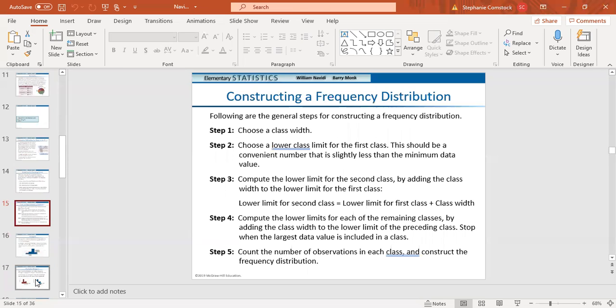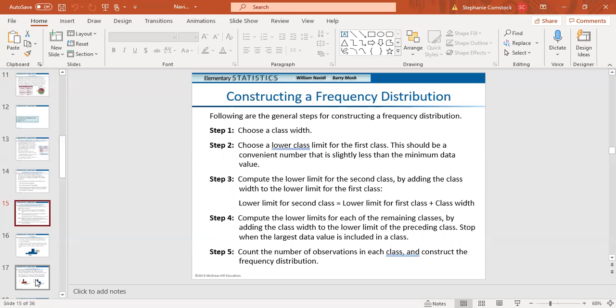Now, when they're talking about constructing, most of the time you're going to get told one of two things. Either you will be told how many classes you're supposed to use, and we'll talk more on how to use that to help us find our information, or they will actually tell you what the class width is going to be. They'll tell you, use a class width of 6, use a class width of 5, whatever it is, okay? Then you're going to choose a lower class of that first lower class limit.